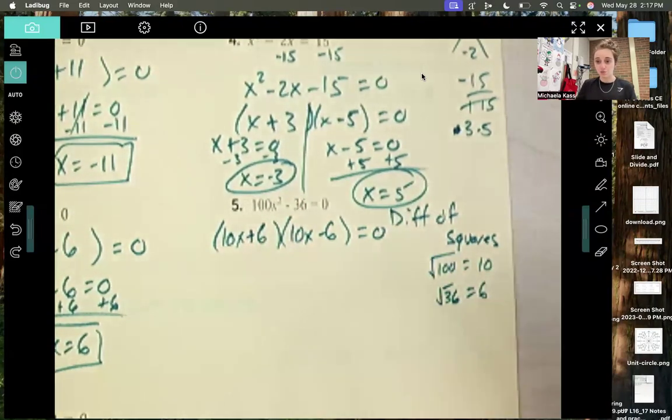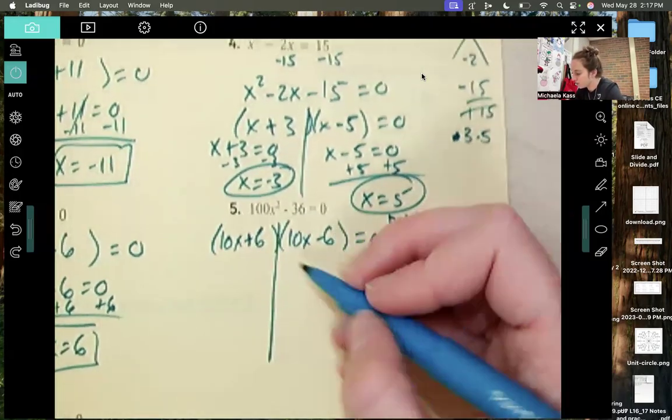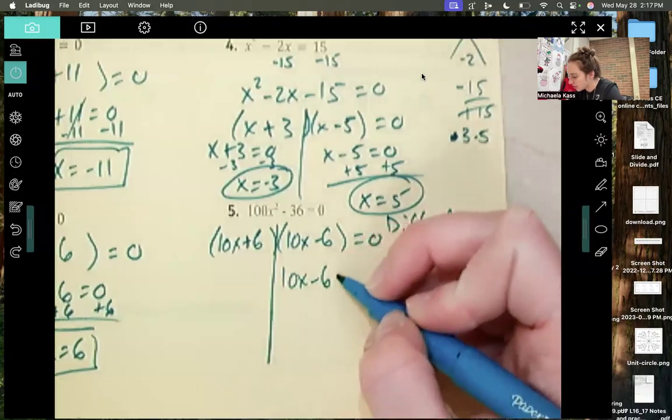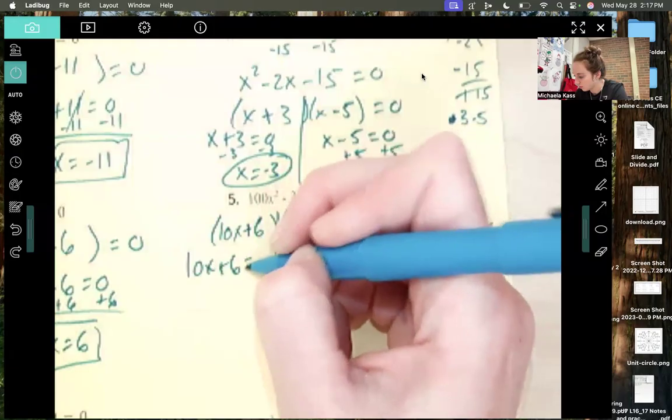So the only difference is the subtraction and addition, right? So we're going to split and solve. I'm going to do the right side. So we got 10x minus 6 equals 0, right? And this one's 10x plus 6 equals 0.